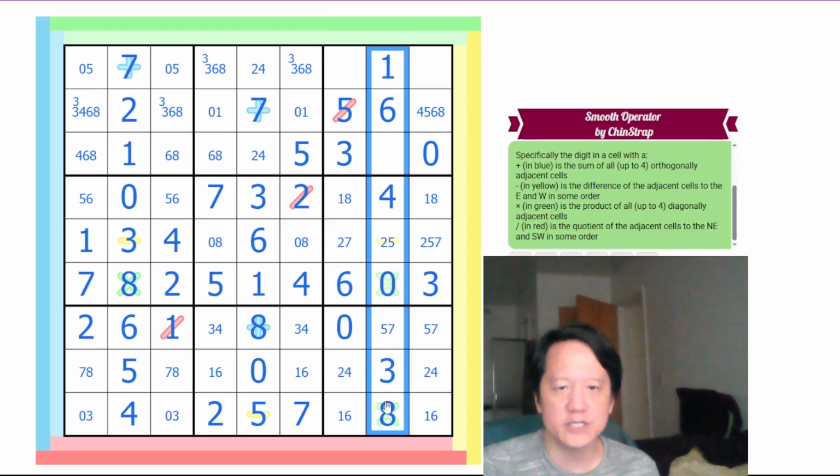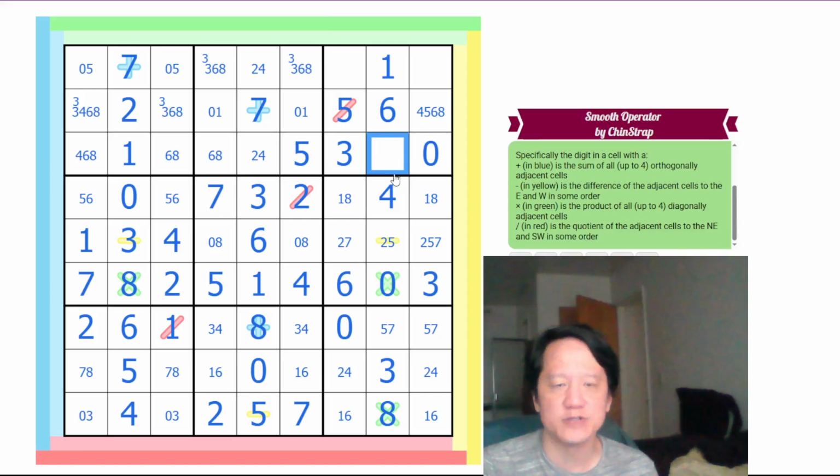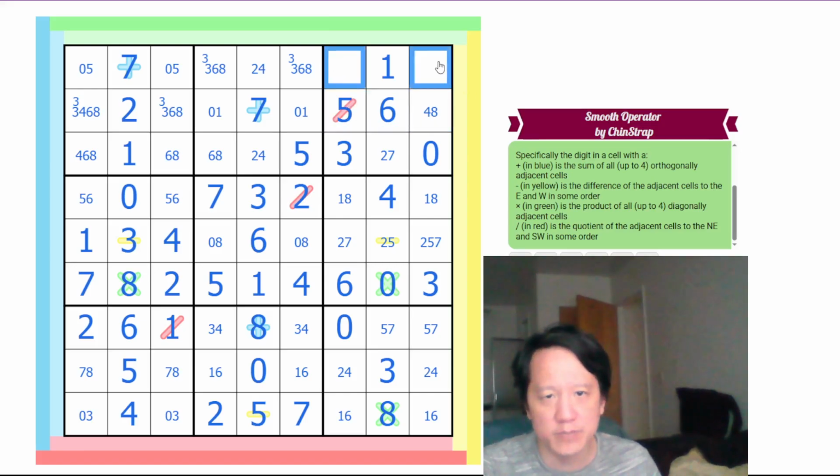That leaves remaining digits in column 8 as 2, 5, and 7. This can't be 5 because of 5 in the row, so this is 2 or 7. This can't be 5 or 6. It's 4 or 8. Remaining digits in box 3 are 2, 4, 7, 8. Okay.